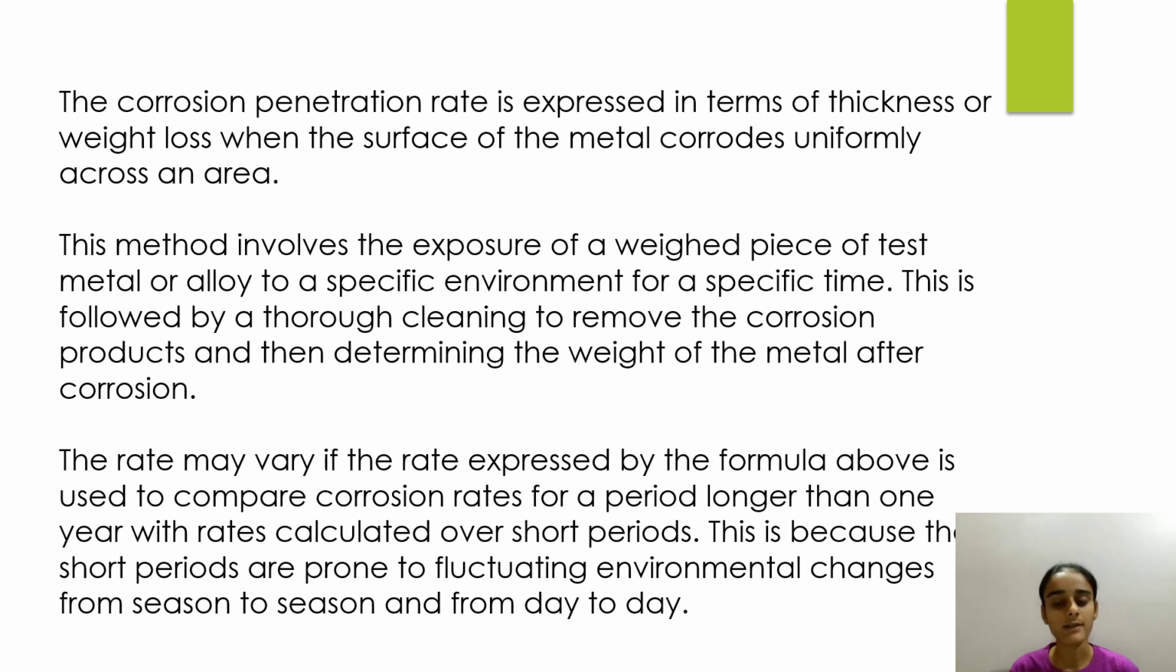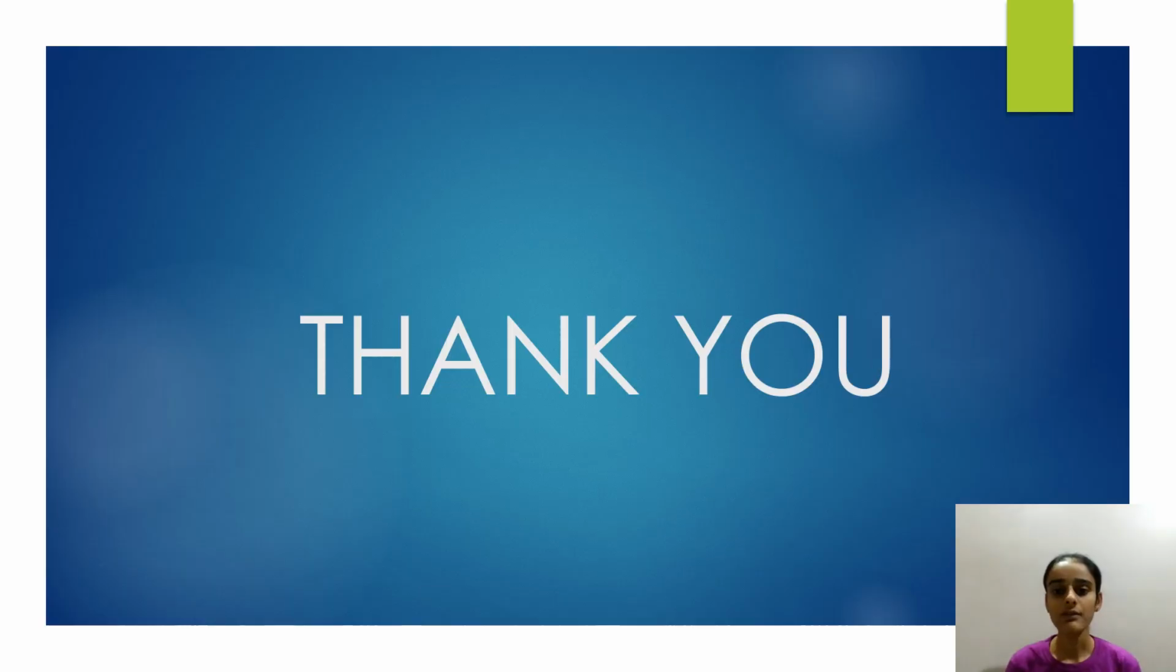This method involves exposure of a weighed piece of test metal or alloy to a specific environment for a specific time. This is followed by thorough cleaning to remove the corrosion products, then determining the weight of the metal after corrosion. The rate calculated by the formula above is less reliable when compared to corrosion rates for periods longer than a year, because the rates calculated over short periods are prone to fluctuating environmental changes from season to season and from day to day. Thanks for watching the video.